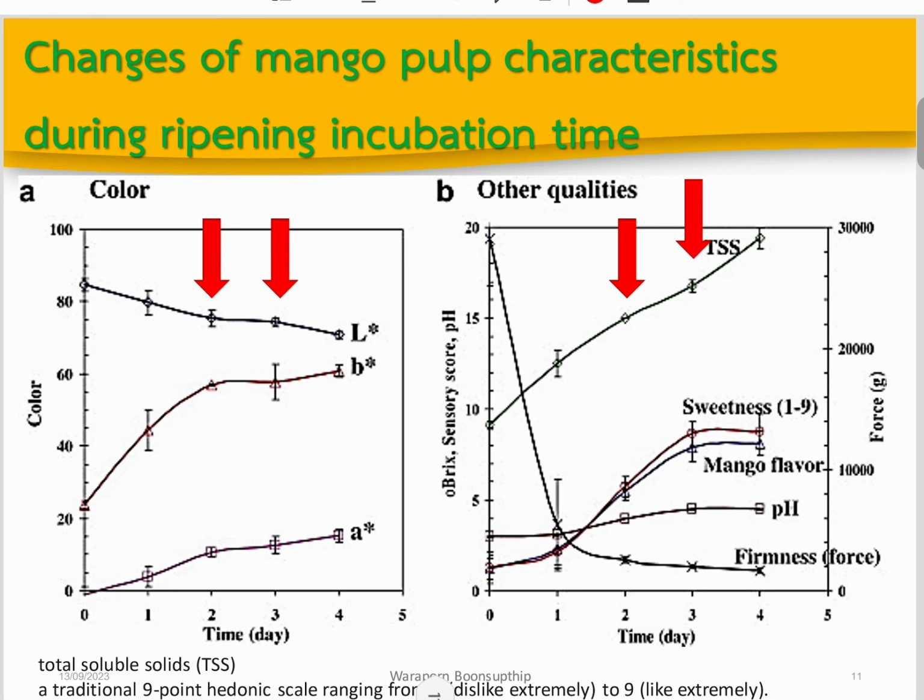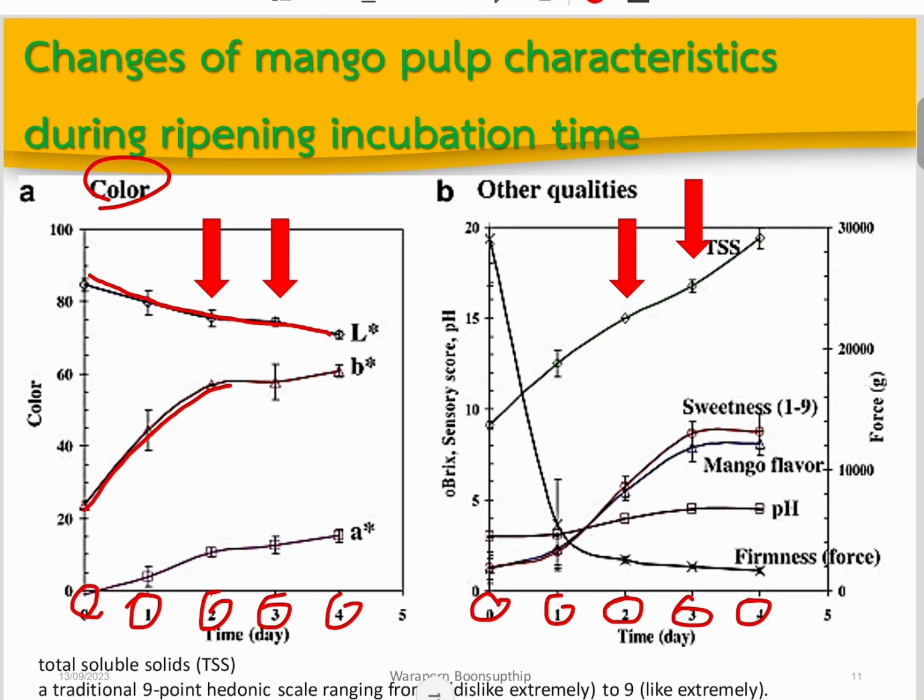As we studied the characteristic changes over the ripening process, you see the x-axis begins with day 0, then first, second, third, and fourth day. We observe the color getting darker, more yellow and more red over the ripening time. The total soluble solid content keeps increasing along the ripening process, and the sweetness rises exponentially and then smooths out by the fourth day. The mango flavor is very similar to the sweetness, the pH is increasing, meaning sourness is reducing, and the firmness is much reduced after the first day, with a continuous but slower reduction afterwards.